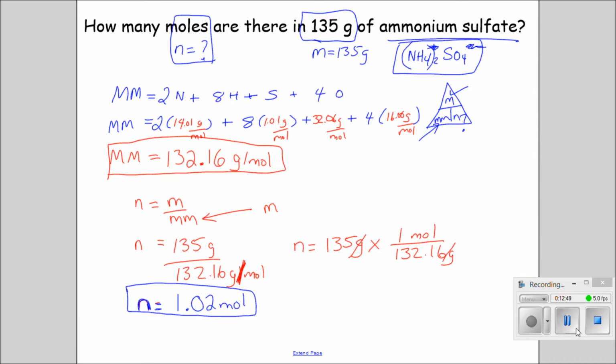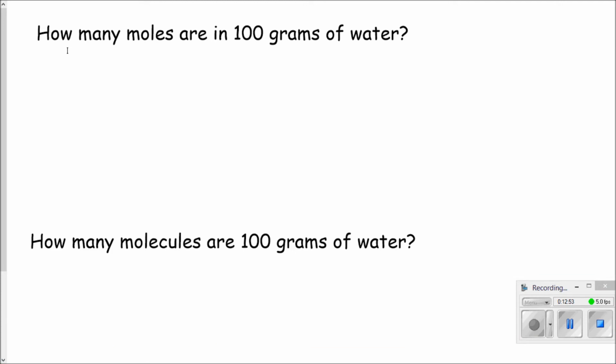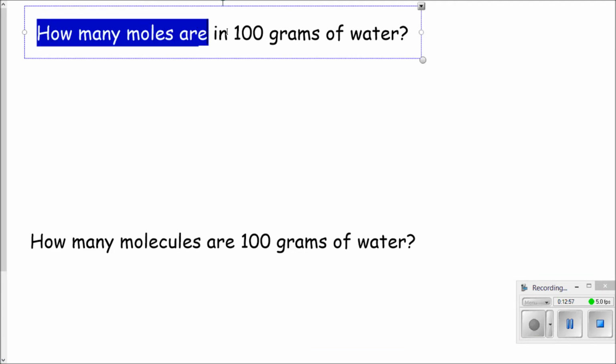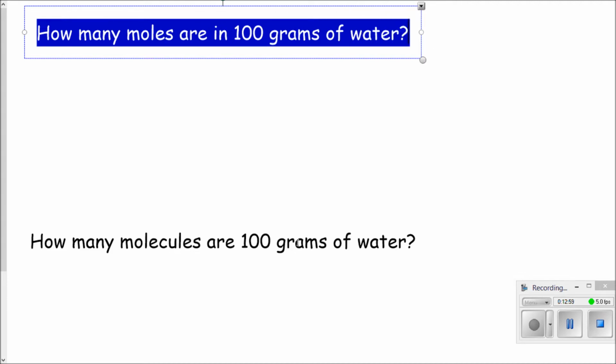For tomorrow's class, please try the following problem. It's actually a 2-part question. I want for sure for you to answer this. How many moles are in 100 grams of water? If you can answer that, fantastic. I'd like to see it before the beginning of class.